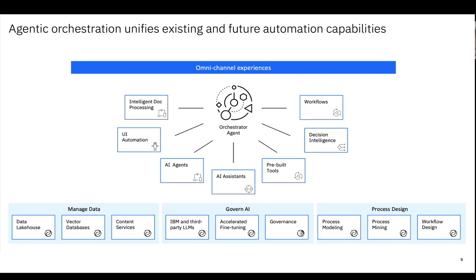I want to quickly pause to see if there are any questions on the first part of the talk, where I want to move from agentic AI frameworks into storage next.